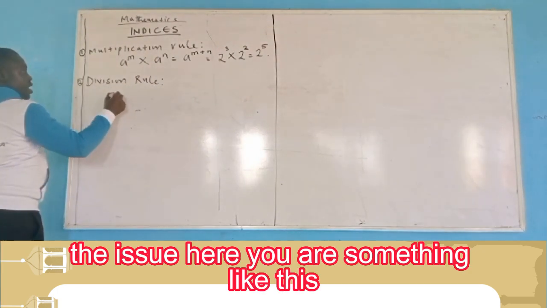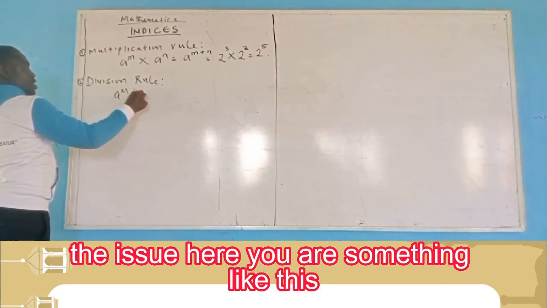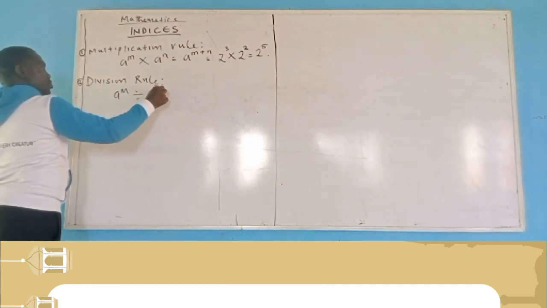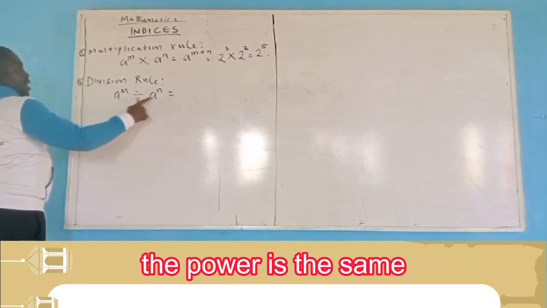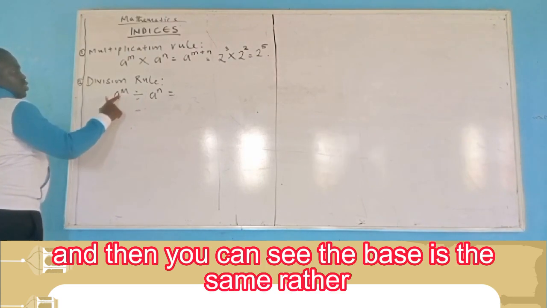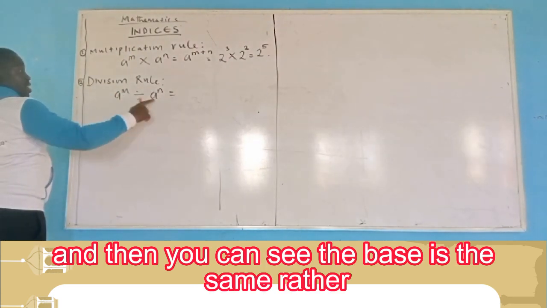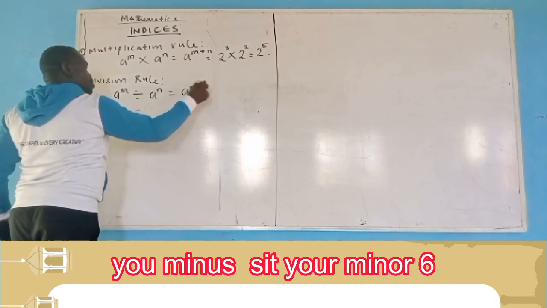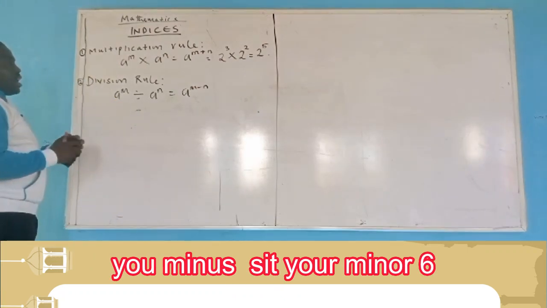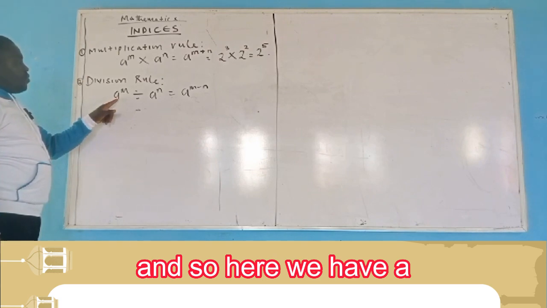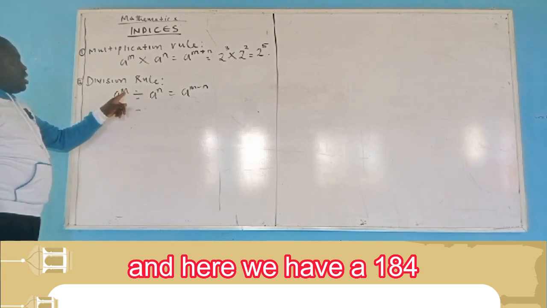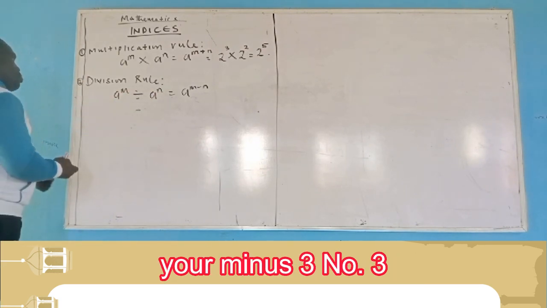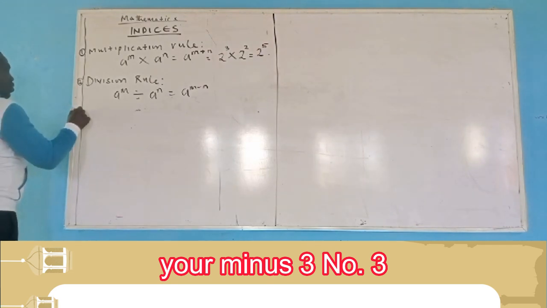Division rule. Here you have something like this. You can see the base is the same, and whenever you have a situation like this, you subtract the powers. So here we have a, and here we have a. What happened to the power? You subtract.